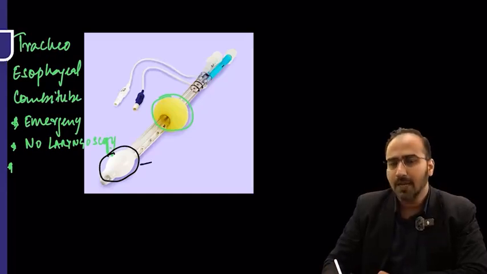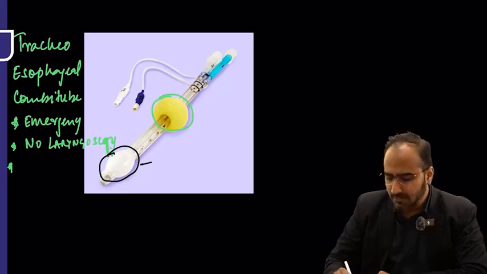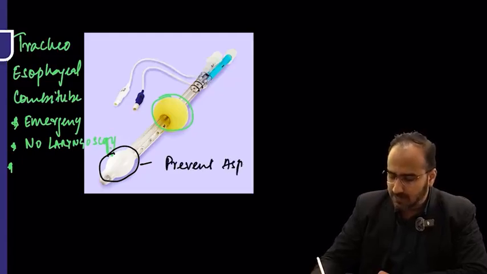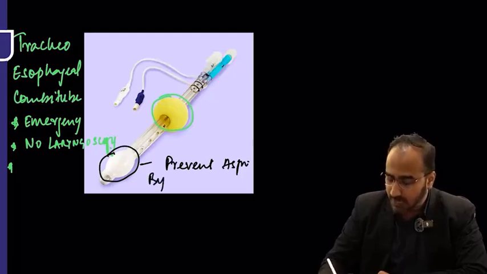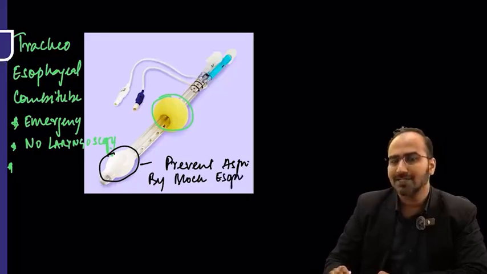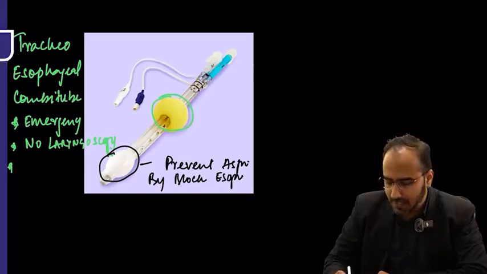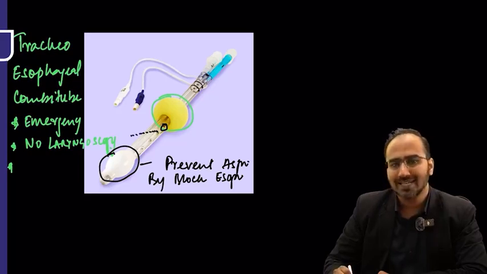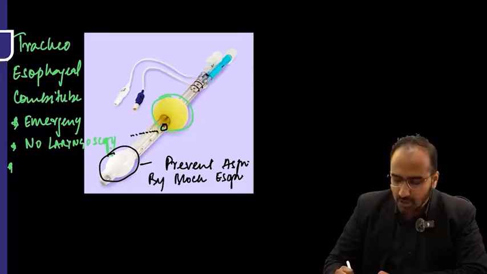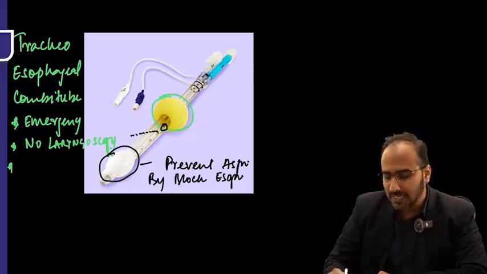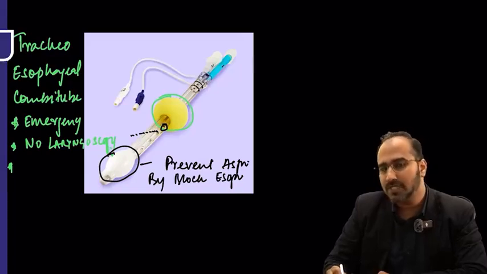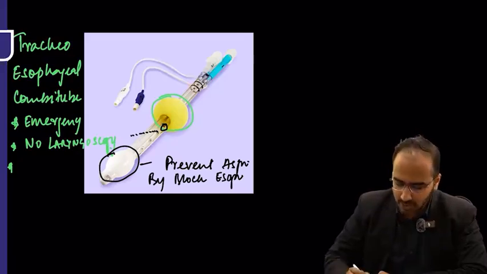As we are inflating this cuff, what will happen? This will basically block all the secretions coming back into the tube. That is, this is preventing aspiration by blocking the esophagus. Okay, now the esophagus is completely blocked. Now you can ventilate the patient through the ports which are given over here. This is called as tracheoesophageal combi tube. In some of the lectures I have seen people making the mistake of stating this combi tube as a double lumen tube. Double lumen tube is different, combi tube is different. This is a tracheoesophageal combi tube.